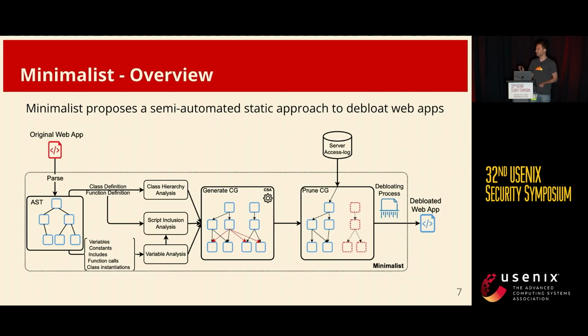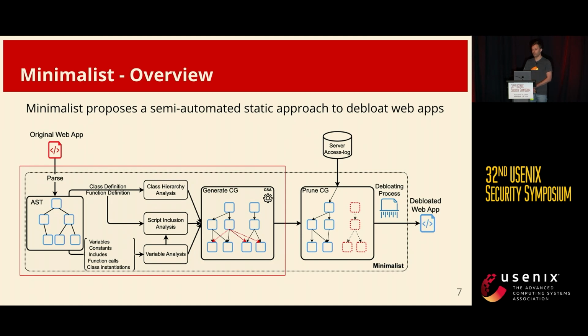So here, we're looking at the overall workflow of Minimalist. We have 2 main inputs to our analysis: the original web application, which is essentially the source code of our PHP applications, as well as the web server access logs. And these can be historic logs that you can collect from your web server and tell you which endpoints and which pages in the application the users requested.